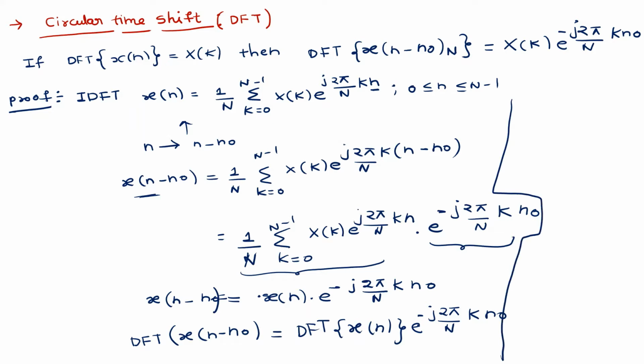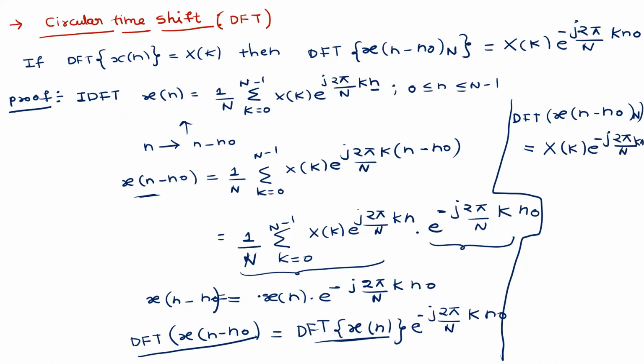So what I get is the DFT of x of n minus n naught is equal to, we can write this as X of k. I mean this one is called X of k. So the DFT of x of n minus n naught, with circular shift, is equal to X of k into e power minus j 2 pi by N k n naught. Okay.